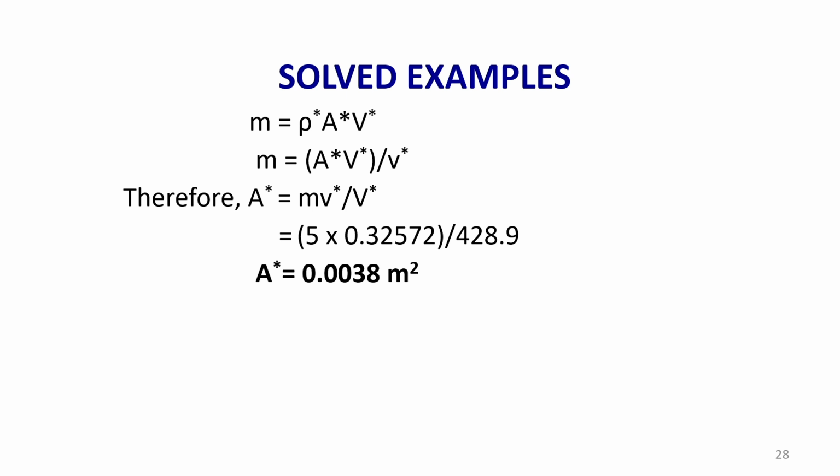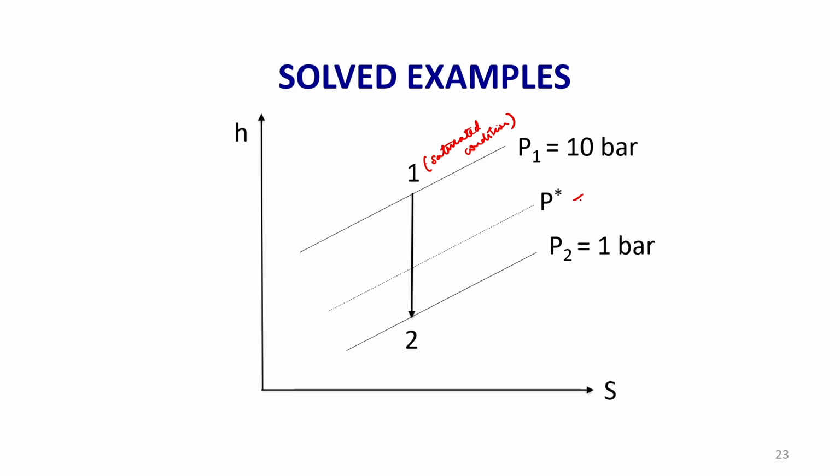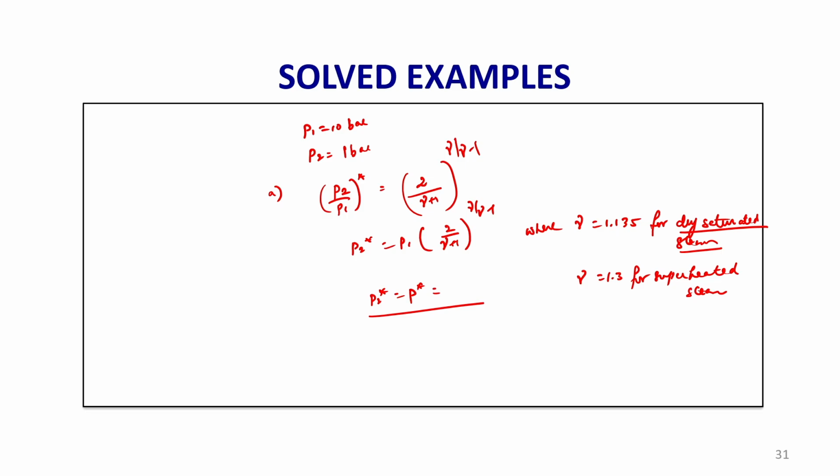It will be less than 10 bar, more than 1 bar. If you see this line, it will be less than 10 bar, less than P1. Let me write it here itself: P star, or P2 star, will be less than P1 but greater than P2. This you have to remember. So this is 5.8 bar, the first part of the question.